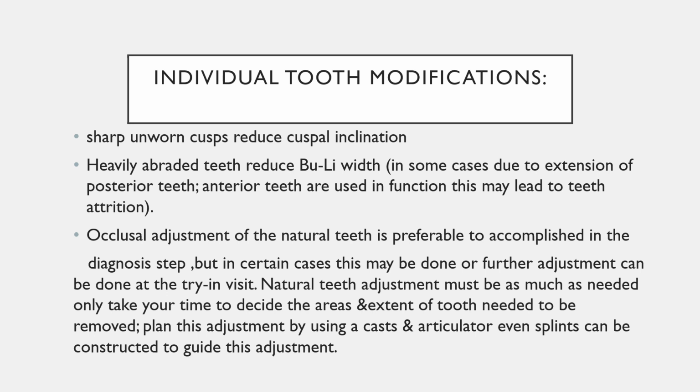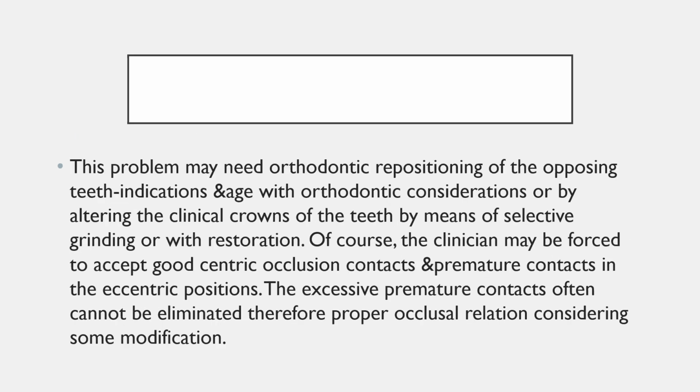So the occlusal adjustment of the natural teeth is preferably accomplished in the diagnosis step itself. But in certain cases, further adjustment can be done at the try-in visit. Natural teeth adjustment must be only as much as needed. Take your time to decide the areas and the extent of the tooth needed to be removed. And this should be planned by using a cast and articulator. You can even use a splint that can be constructed to guide the adjustment.